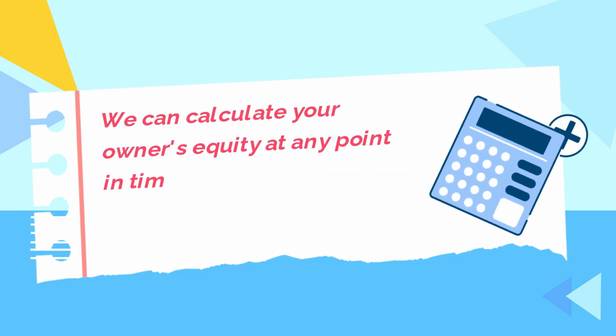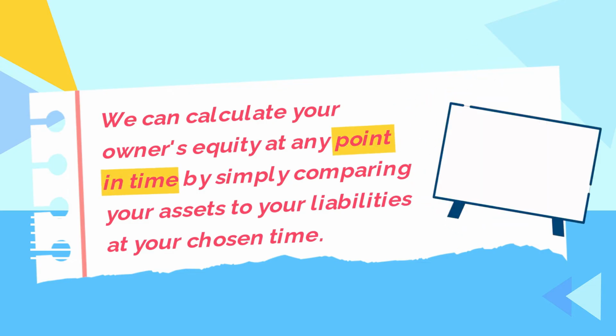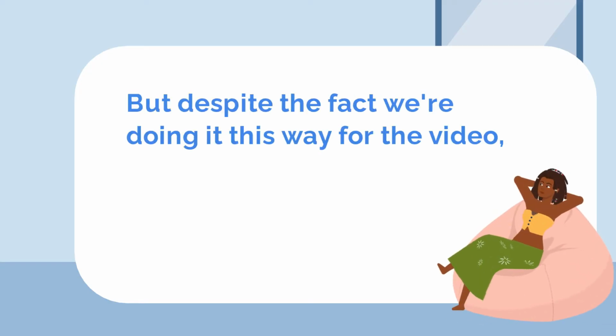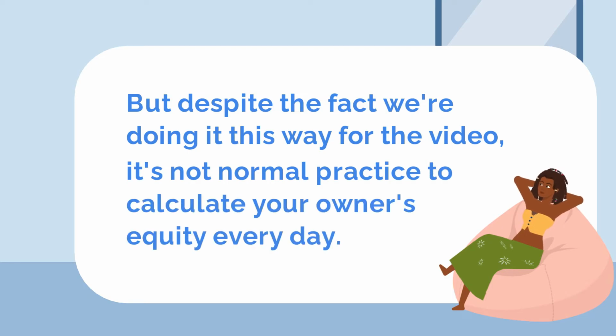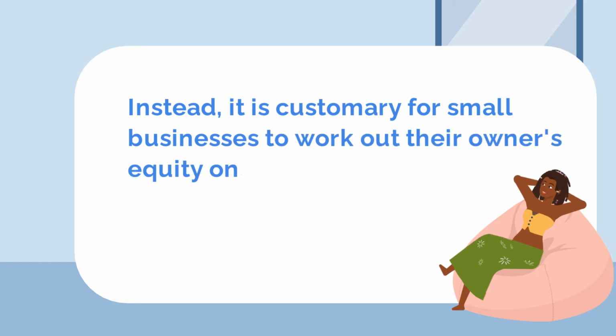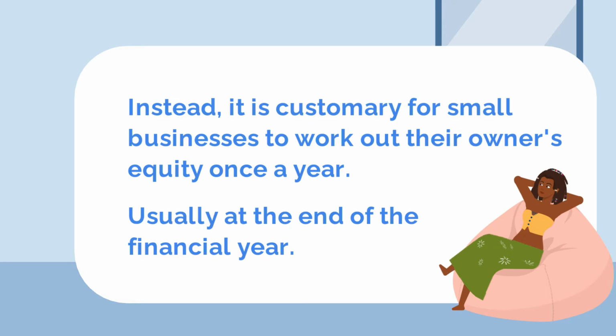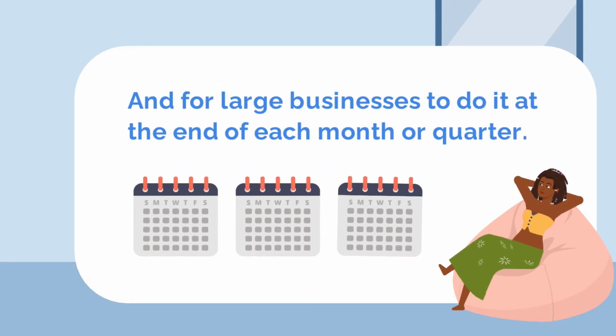Well, if we want to, we can calculate your owner's equity at any point in time by simply comparing your assets to your liabilities at that time. But despite the fact we're doing it this way for the video, it's not normal practice to calculate your owner's equity every day. Instead, it's customary for small businesses to work out owner's equity once a year, usually at the end of the financial year, and for large businesses to do it at the end of each month or quarter.